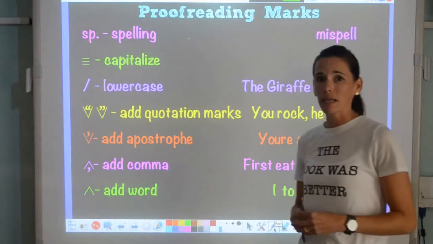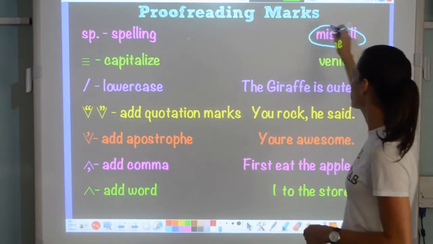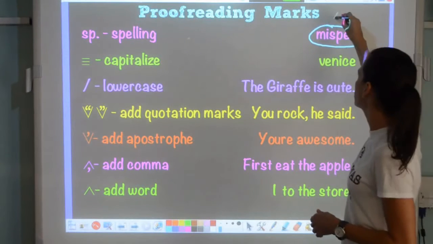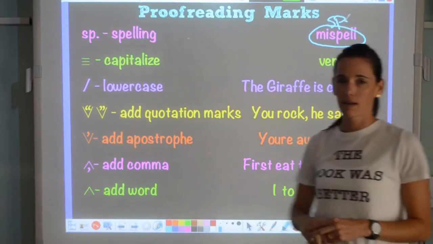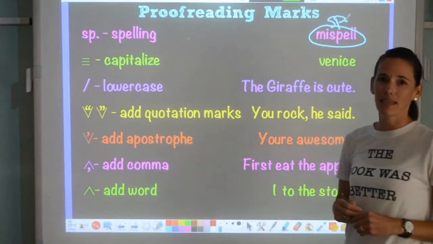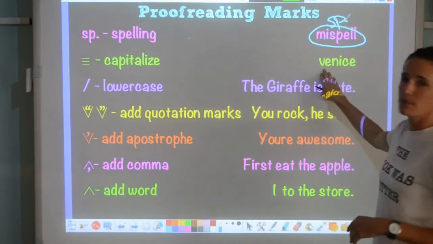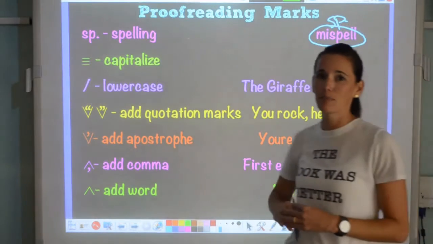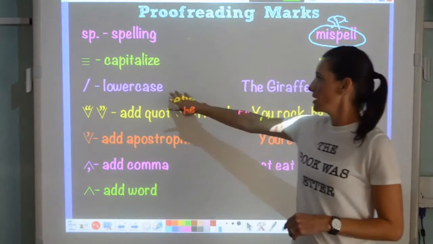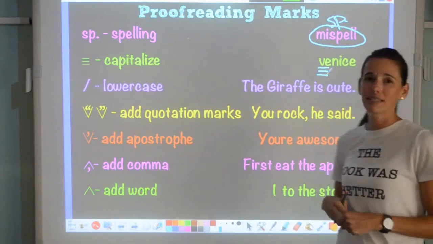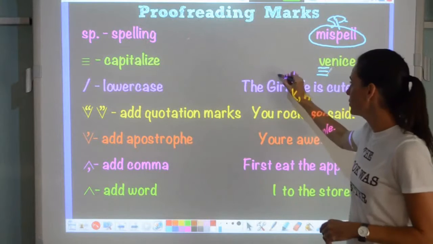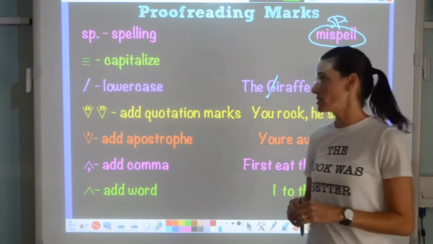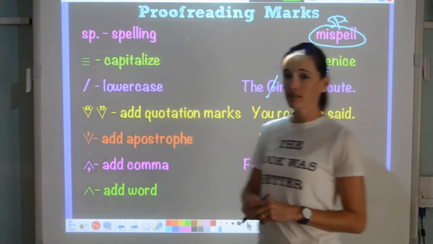The way that we show a spelling error is to circle the word that is misspelled, and yes, that is not how you spell misspell, and put an S, P, and a period above it. Capitalization is the next one. So if a word needs to be capitalized, you simply put 3 lines under the letter that is to be capitalized. Lowercase. If a letter is capitalized and it should not be, all you do is put a slash through that letter. When you need to add quotation marks to something, you need to use the upside down caret.